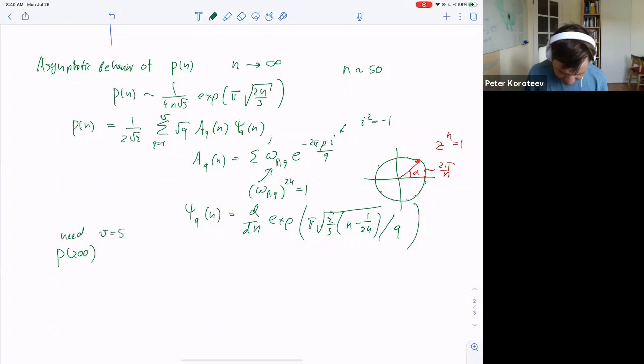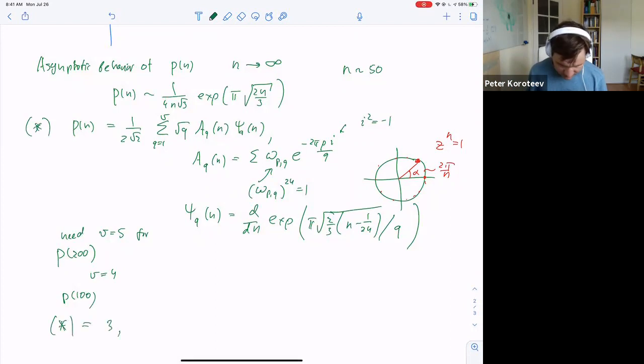Need V equals 5 for P of 200. So we need V equals 4 for P of 100. So what's going on is that you write this formula down, you compute several terms, and then you get a number which is not an integer. So for example, for 200, you'll get this. So this formula here, let's say formula star. Star will give you 3. So the formula again from the clip, 999,029,388.004, right? And it turns out that to get the answer, just drop the decimal part. And this will be the correct answer.